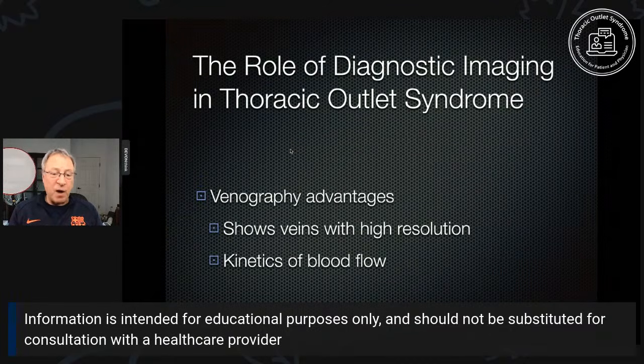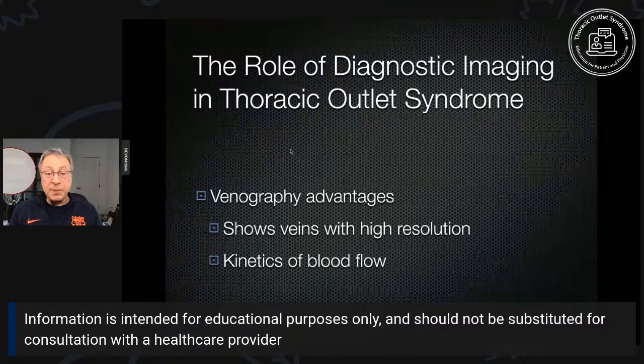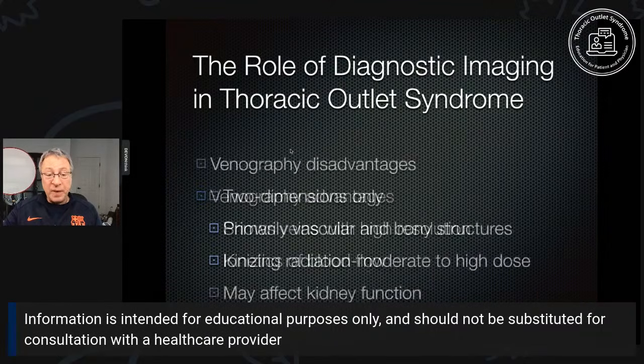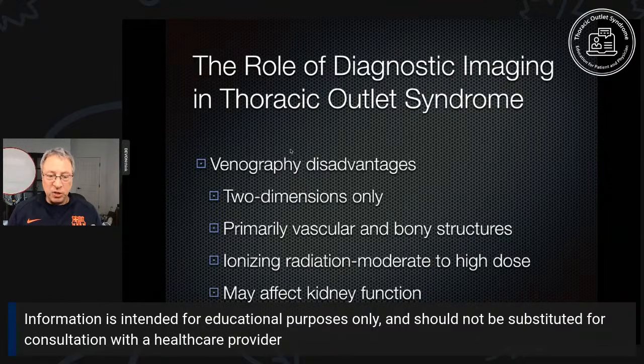We can sometimes see how fast the blood flows, or the kinetics, but we can get an idea if the blood is flowing very slowly or if it stops flowing. The disadvantages are, again, it shows us 2 dimensions only. It shows us the vascular structures, or the veins and the bones, but not much soft tissue. It can give you a moderate to high dose of ionizing radiation. And again, because we're injecting the dye, it may affect kidney function. Also, some patients, if they don't have great kidney function to start with, may not be able to get this test.